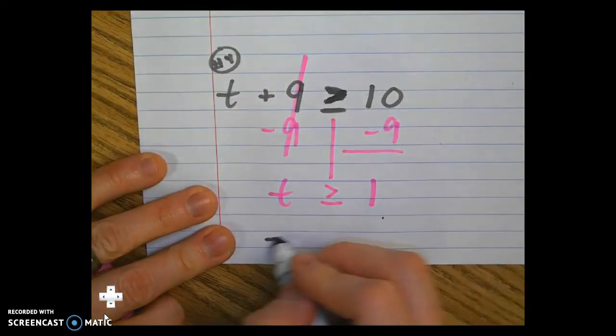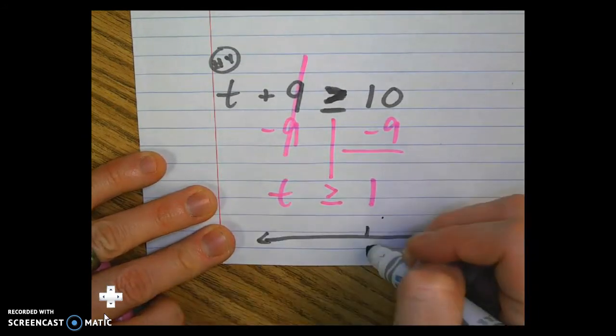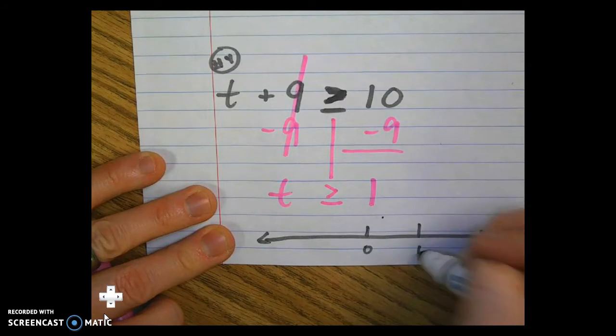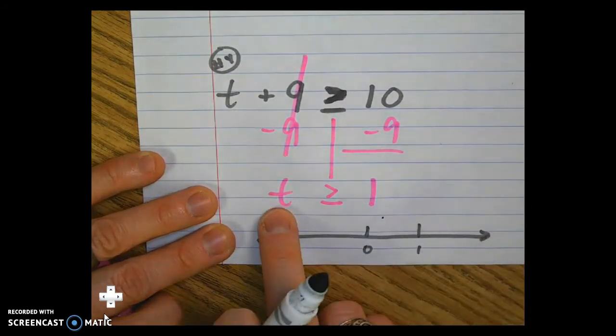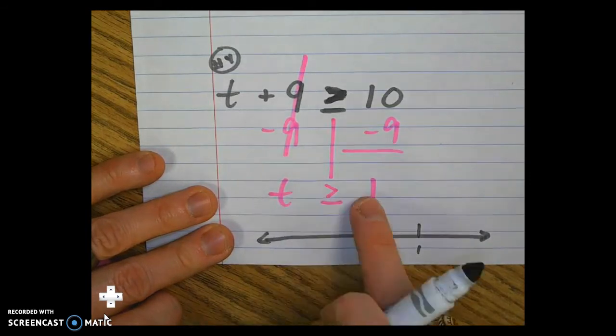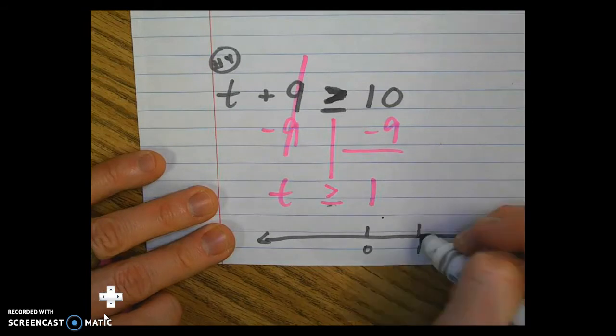So I'm going to draw my number line. I'm going to add my 0. That's a positive 1, so I'm going to put a 1 right here. Now, again, could 1 be right here? Is 1 greater than 1? No. But is 1 equal to 1? Yes. So that means I would bubble this in.